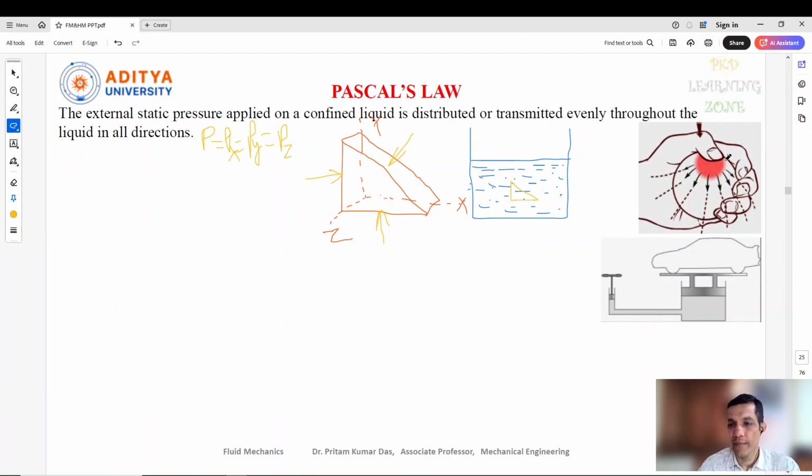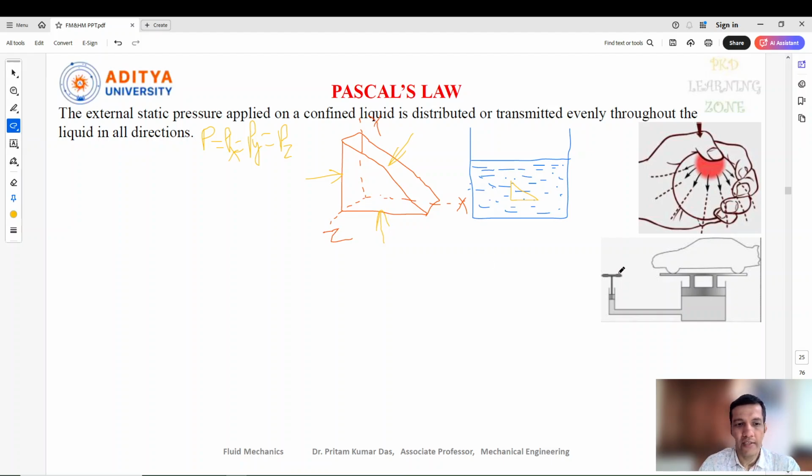Here we can see some examples I have taken. If we press at one point of a ball, you can see how the pressure is released at all points equally. Similarly, consider a hydraulic brake, in which the brakes are applied at one point. The driver applies pressure at one point on the pedal, so the same intensity of pressure passes through the liquid present here and is transmitted to all the tires or brakes with equal intensity. That is called Pascal's law.